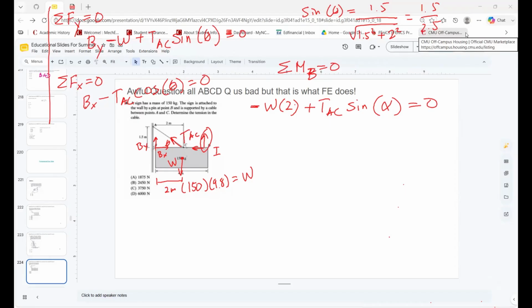What are we trying to figure out? We have T. Oh, do we not even need to do any of the force stuff? We could just do the moment. This is why you have to check sometimes and be smart about this. This one was a moment question. You did not have to do any of the other stuff. You could have done TAC equals W times 2 over sine of alpha, and you're done. I wasted a lot of time on that when you didn't need to.